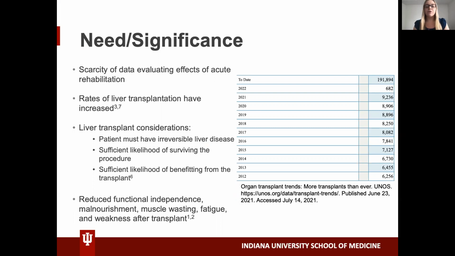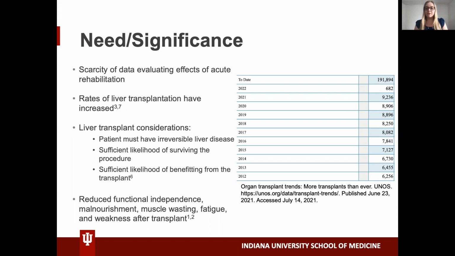After conducting a literature review, we found that there was a scarcity of data evaluating how acute rehabilitation does impact functional measures and favorable discharge dispositions in these patients. The rate of liver transplantation has also steadily increased over the years, as you can see in this chart here. This is due to a growing recipient pool, expanded considerations and criteria indicating liver transplantation, and increased availability of deceased donors.